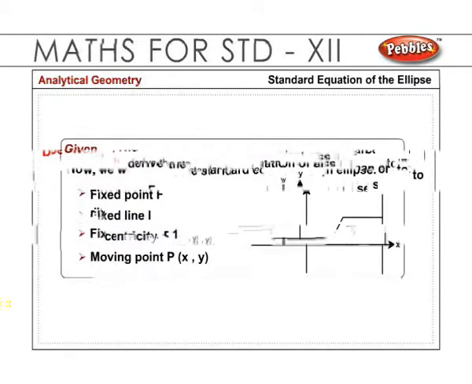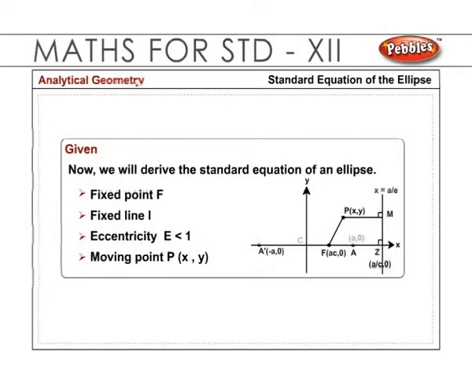Now, we will derive the standard equation of an ellipse. Given fixed point F, fixed line L, eccentricity e less than 1, moving point P of x, y. The steps are shown on the screen.